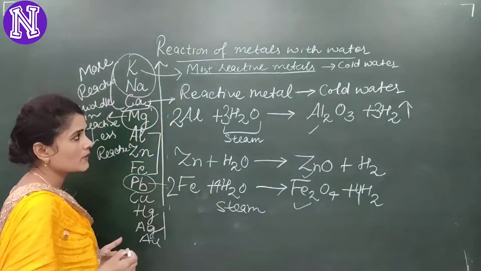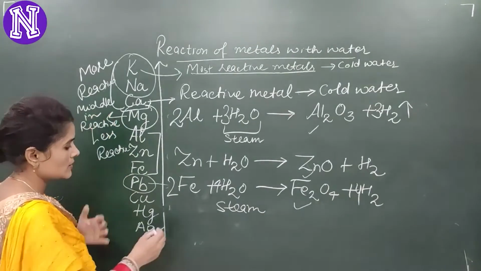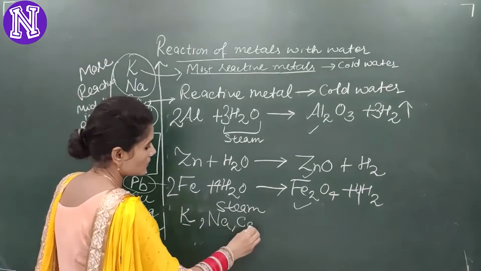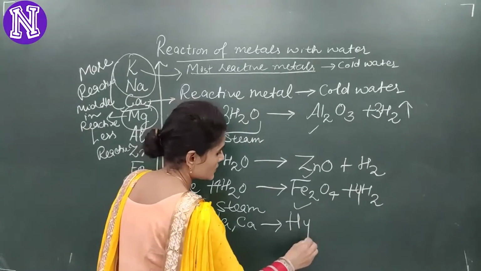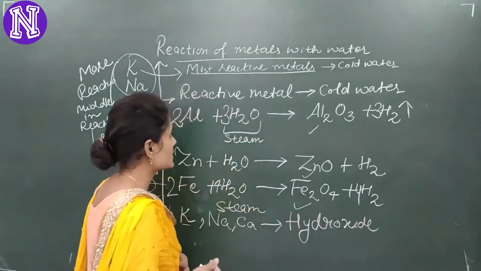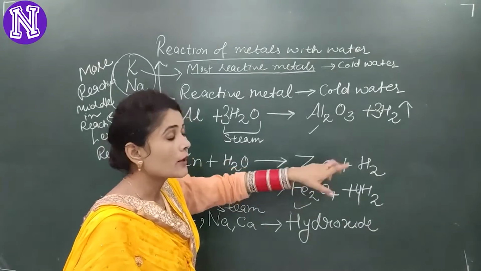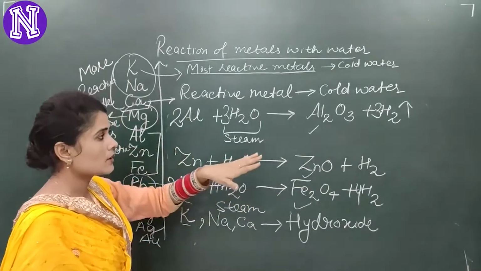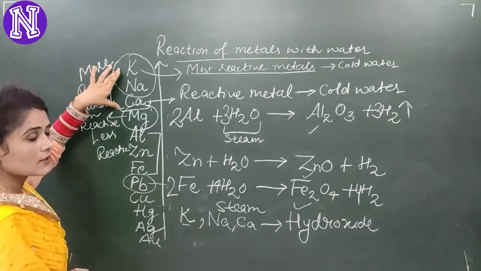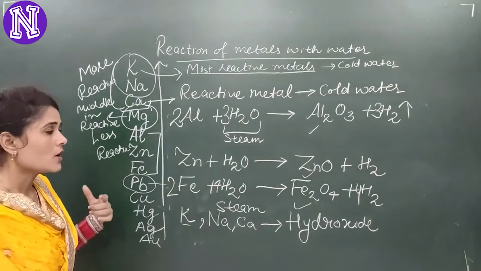So now we will compare the products of these metals and the products of sodium, potassium and calcium. In case of sodium, potassium and calcium, what will be the product? Hydroxide formed. Whereas in case of these metals, oxide formed, not hydroxide. So this is the main difference in the reactivity. In case of these three metals, hydroxide formed, whereas in case of these metals, oxide formed.